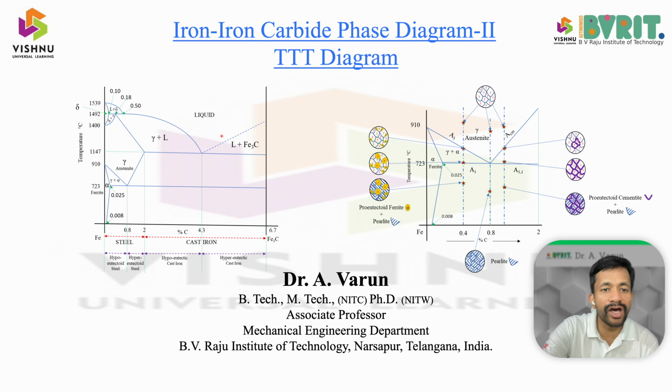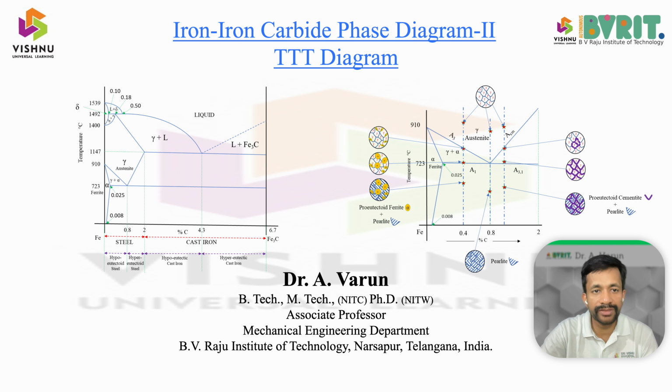Then we also focused on the steel part, and tried to understand and analyze what happens at different carbon percentages, and how it transforms from austenite to room temperature. Finally, in the hypo case, we are going to get proeutectoid ferrite plus pearlite. Exactly at 0.8, only one reaction, that is 100% pearlite. If it is hypereutectoid steel, then we are going to get proeutectoid cementite plus pearlite. So these were the things that we discussed in the previous class.